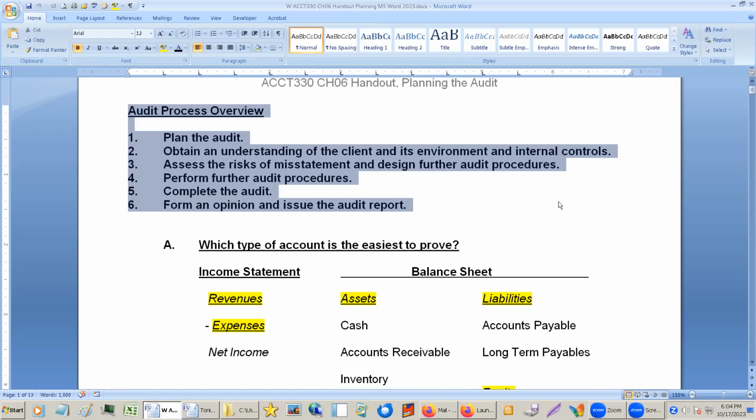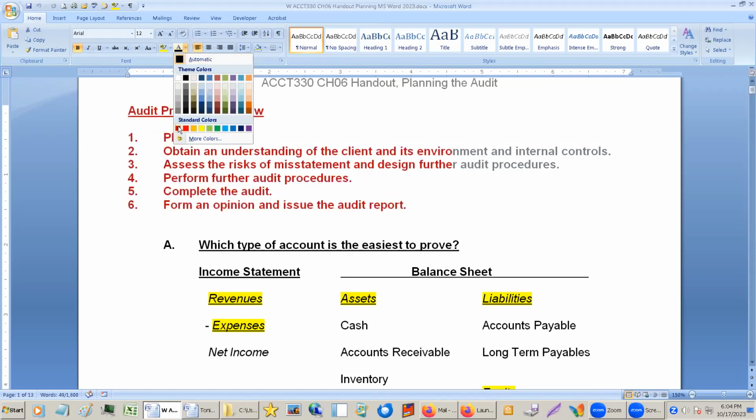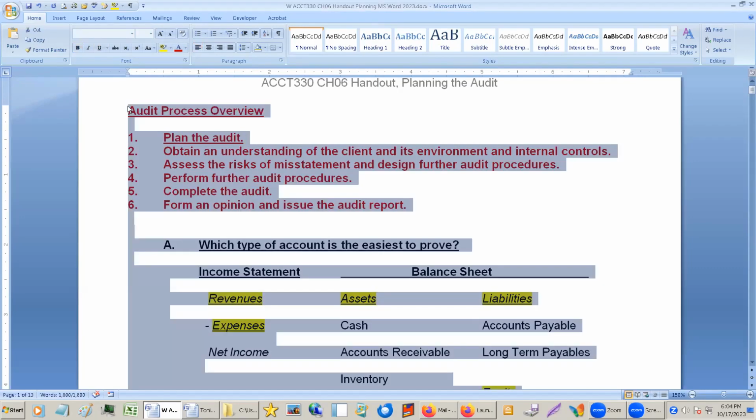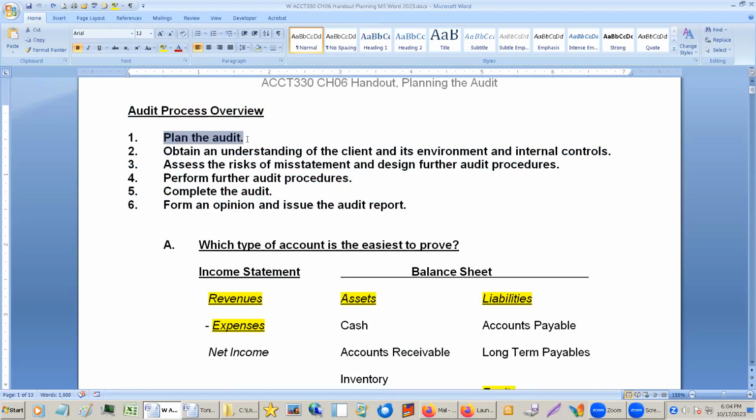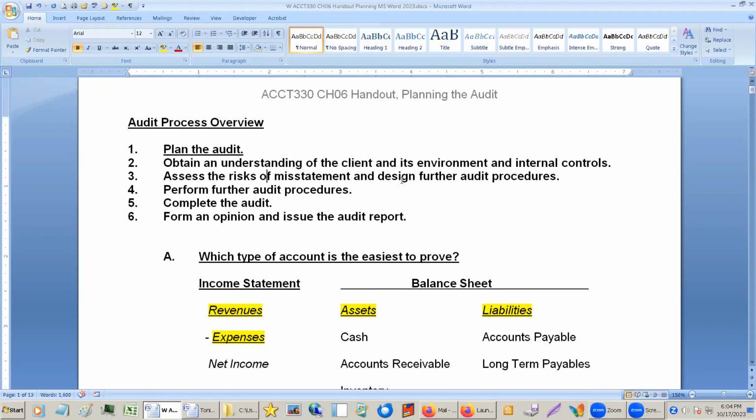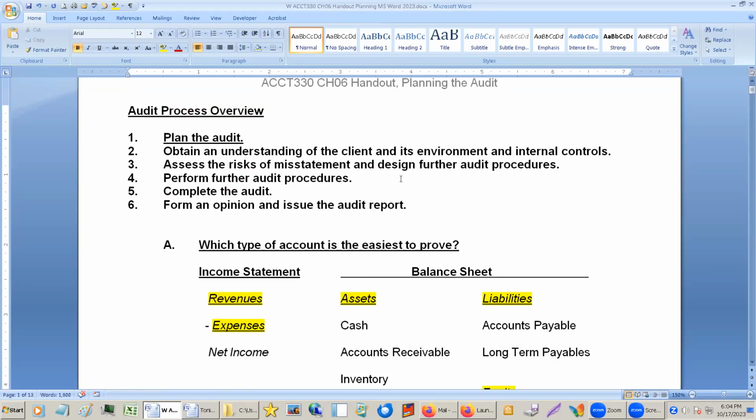So this is sort of the entire overview of the audit. And we're on this first phase here, planning the audit. Oops, hold on. I don't know why I made it all red. Planning the audit. So this is the first step, and this is how you plan on getting the information you need to, in the end, form an opinion. So how do you get from planning to forming an opinion?